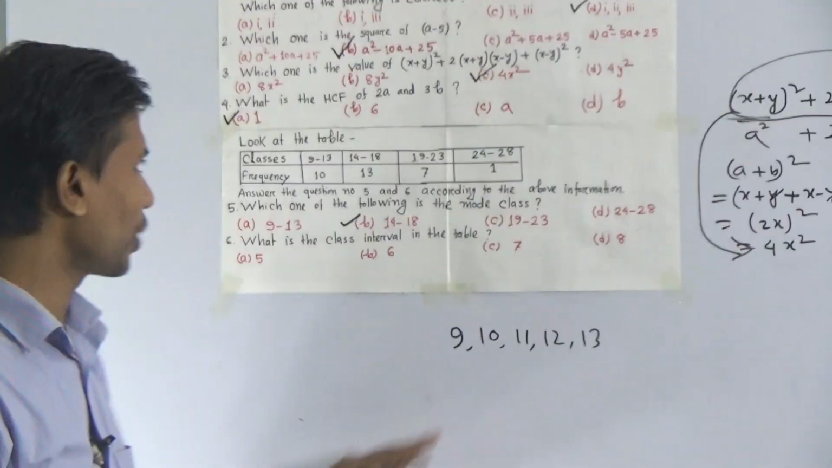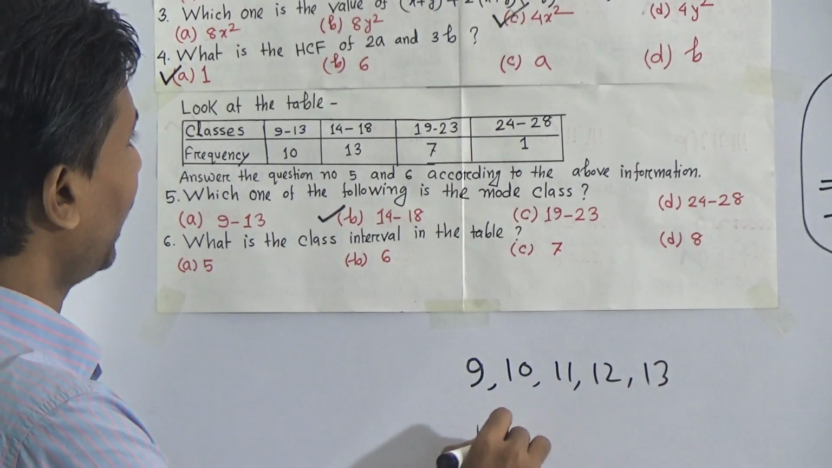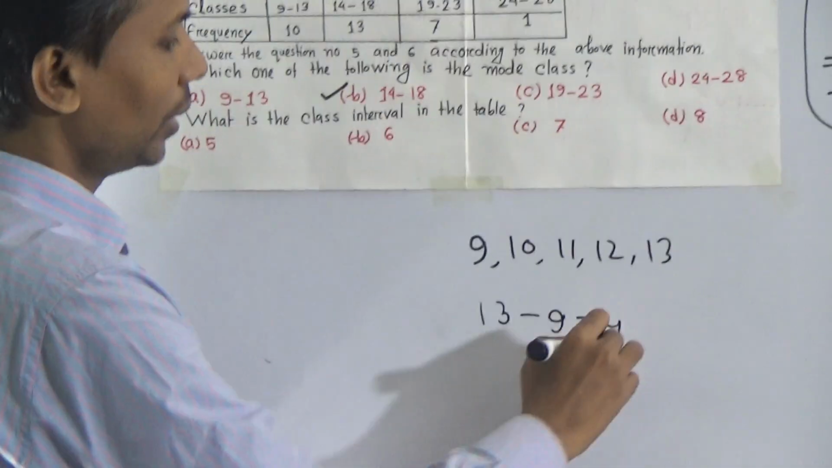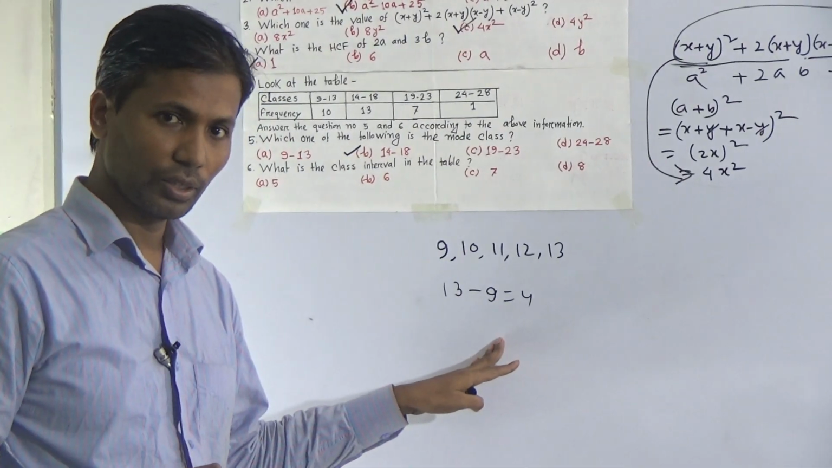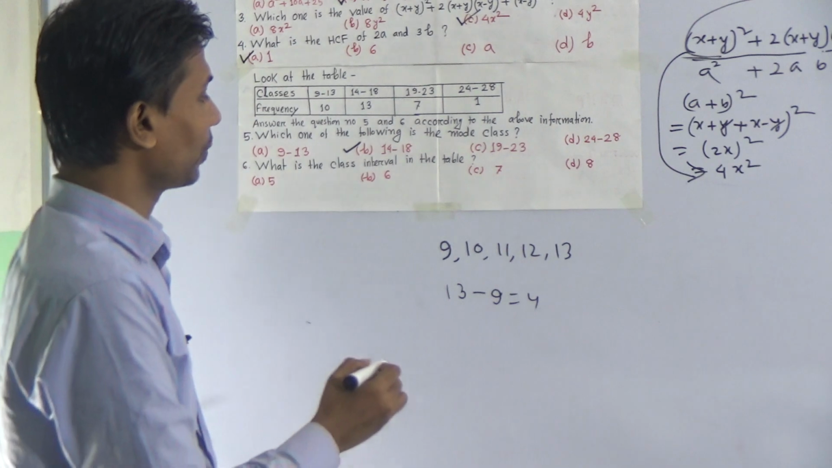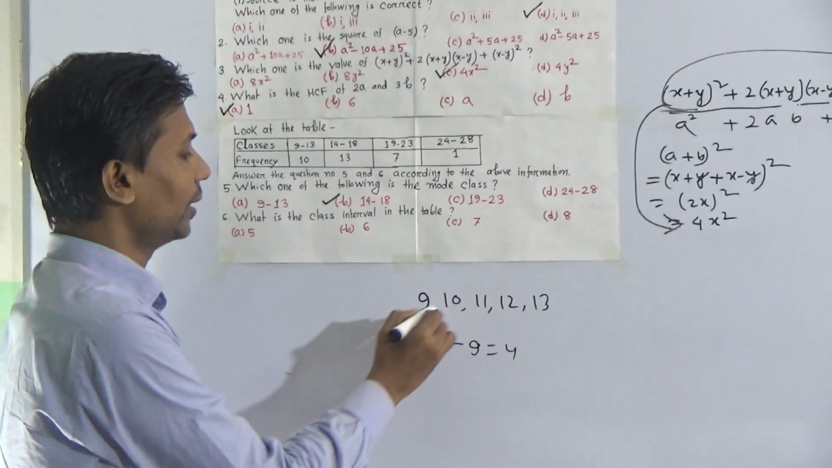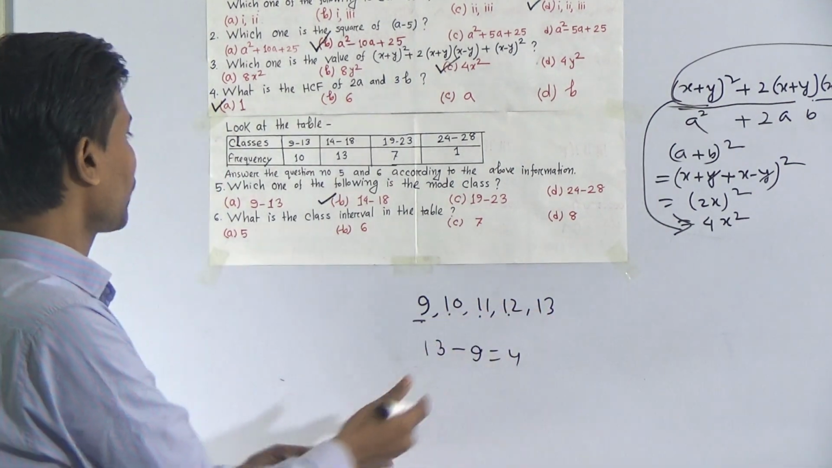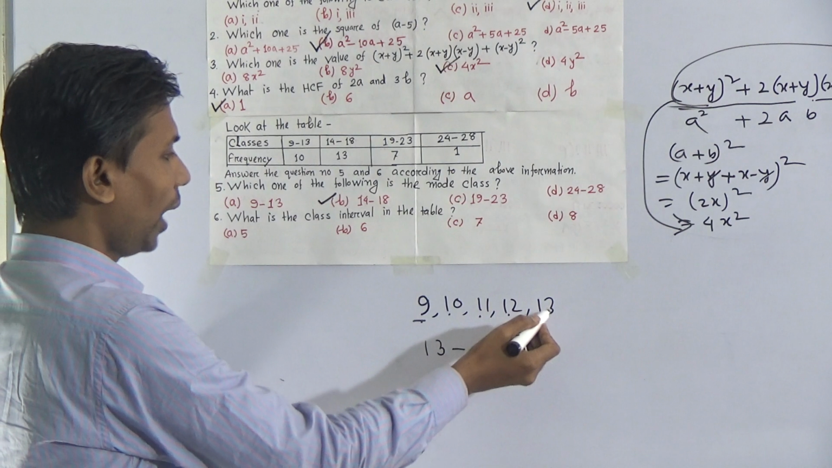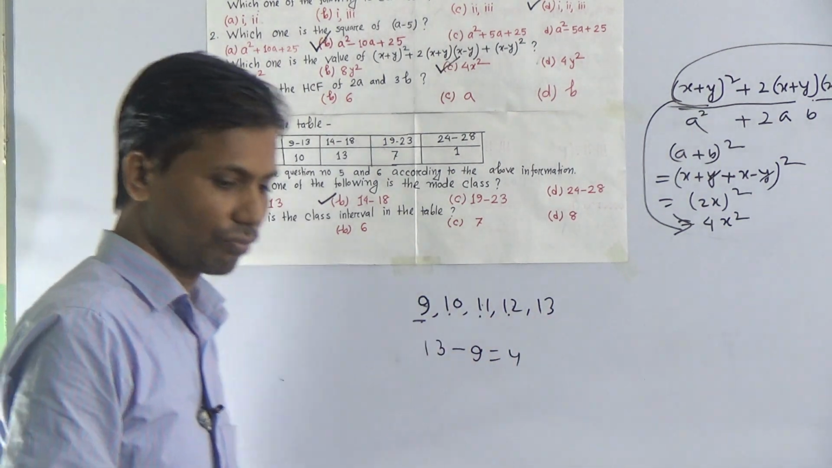Dear student, remember you don't subtract this way. 13 minus 9 is equal to 4, so this is not the class interval. You start counting from 9: 9, 10, 11, 12, 13. Then what is the class interval? 1, 2, 3, 4, 5. That means the class interval is 5.